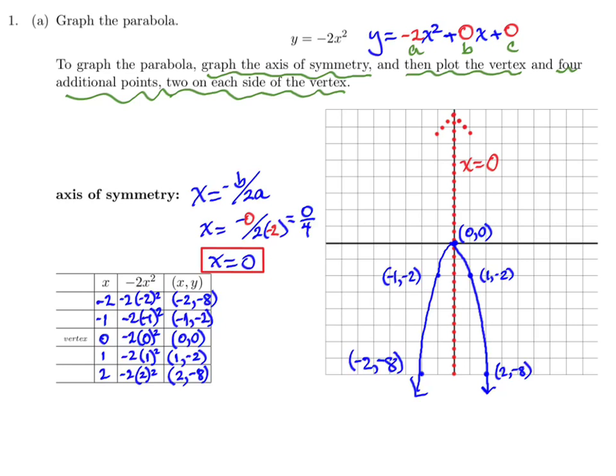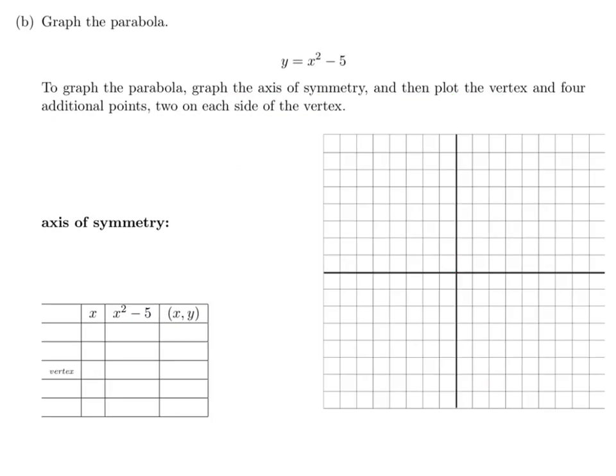All right, let's look at the second problem, part B. I'm not going to complete the entire problem for you. I want you guys to finish this one, but I'll get you started. So this one says graph the parabola y equals x squared minus 5. And in standard form, that means a is 1, b is 0, and c is negative 5.